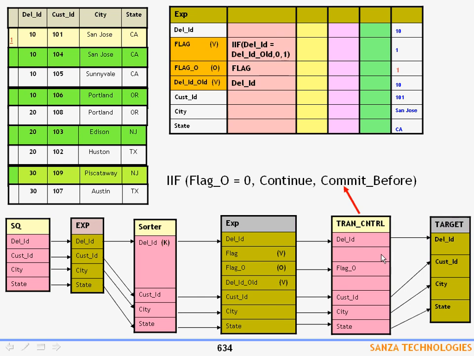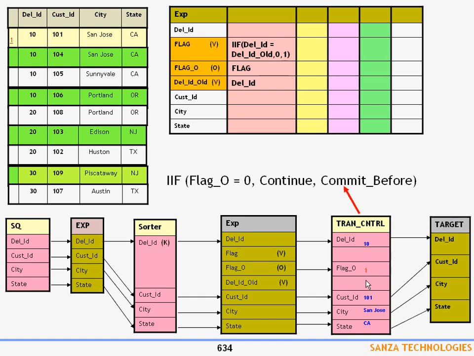So what are the fields which are going out? That is dealership ID and flag out. What does flag out contain? One, customer ID, city and state going out. That will go into the transaction control transformation. In that it will check: if flag is equal to 0, continue, else commit before. Commit before means you commit before you load this data into the target table. That's the meaning of commit before.